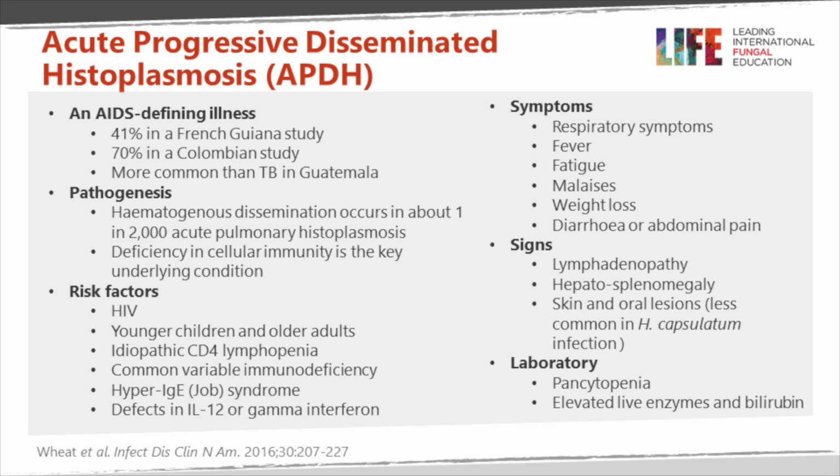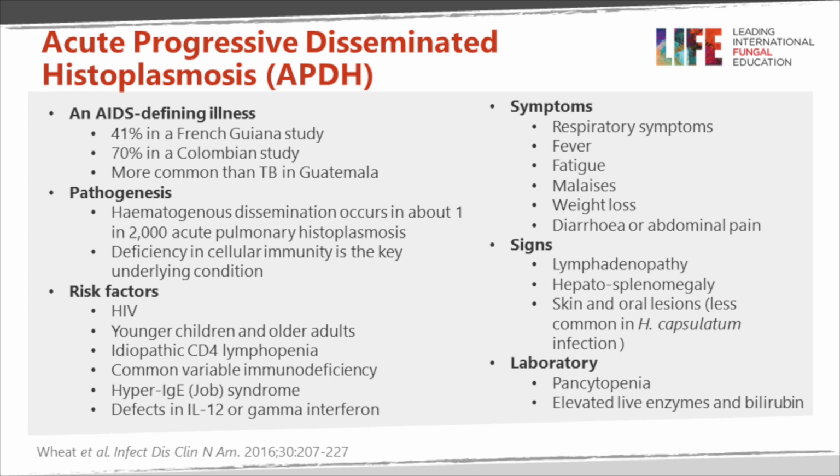So the risk factors that are known for this disease include HIV, particularly very low CD4 cell counts, less than 50 is common, although some patients can present at less than 100 or less than 200. It also occurs in very young children and older adults. There are cases reported with idiopathic CD4 lymphopenia. It is a complication of common variable immunodeficiency and Job's syndrome or IgE syndrome. And in patients who have a defect in IL-12 or gamma interferon or the adult immunodeficiency syndrome, this is one of the presentations. And again, it's not a very specific clinical presentation.